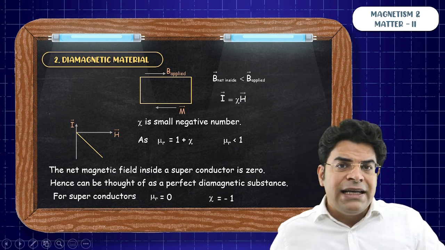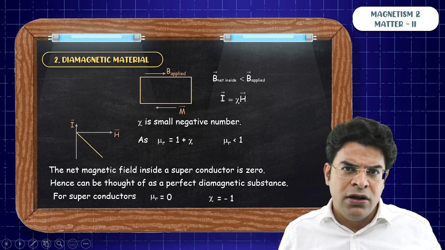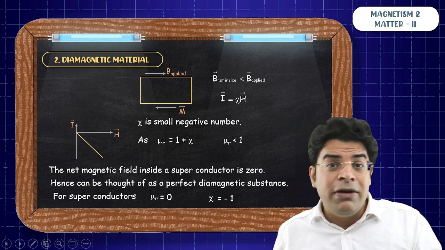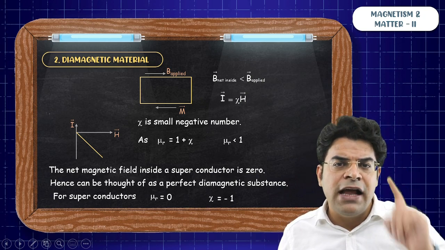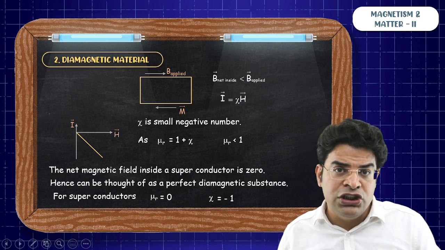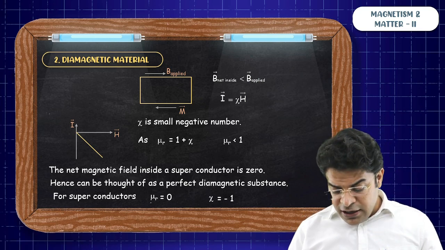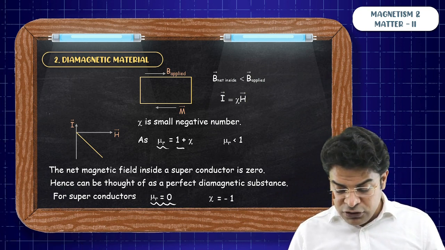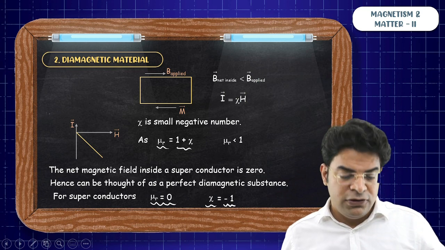So do understand that a superconductor acts like a perfect diamagnetic substance. When placed in an external magnetic field, it develops a magnetic moment in the opposite direction which totally cancels out the external applied magnetic field. Hence, the net magnetic field inside a superconductor is zero. As the net magnetic field inside a superconductor is zero, the relative permeability is zero. As the relative permeability is zero, from mu r equals 1 plus psi, I can say that the susceptibility for a superconductor is -1.